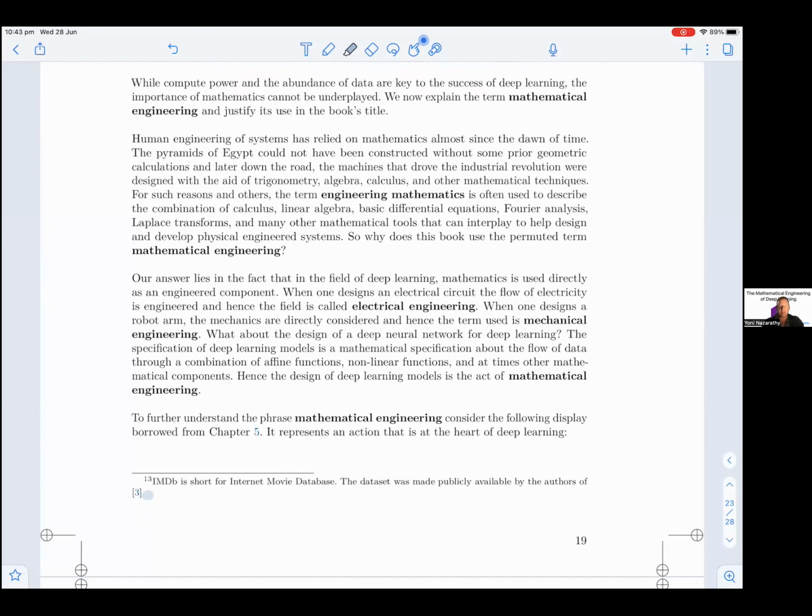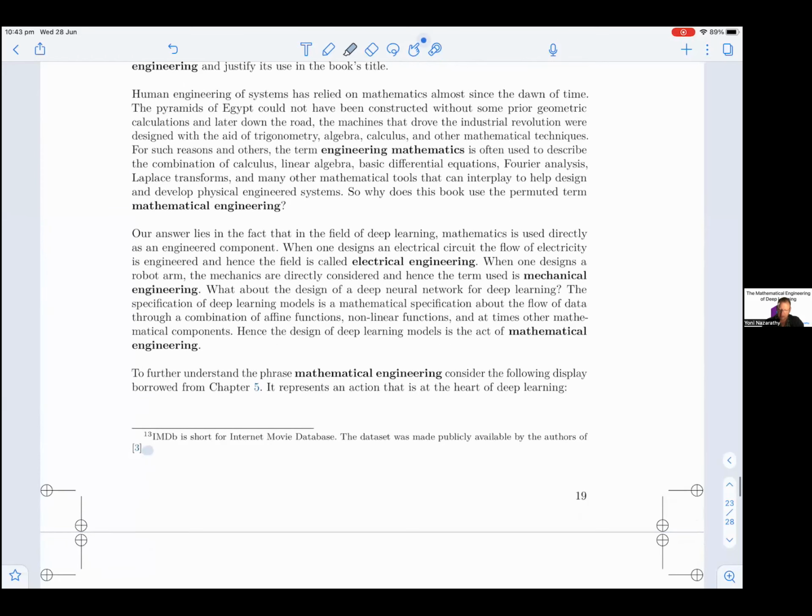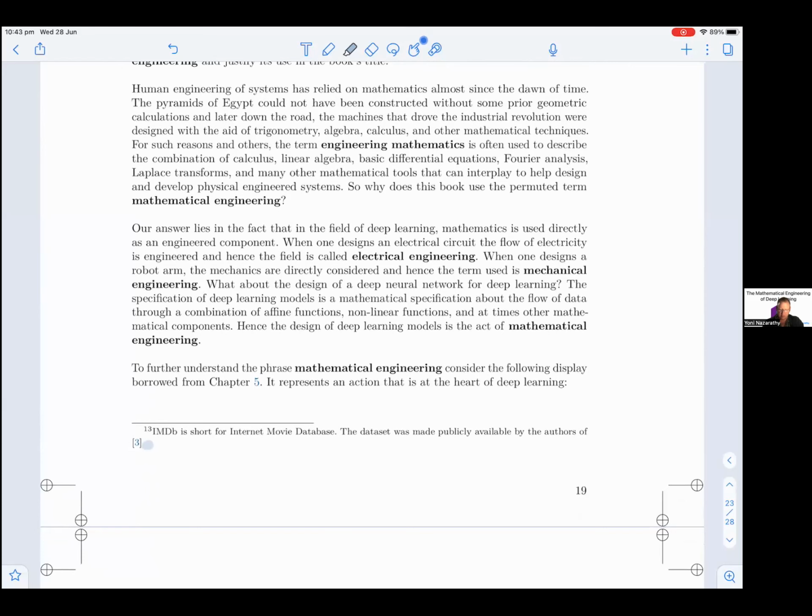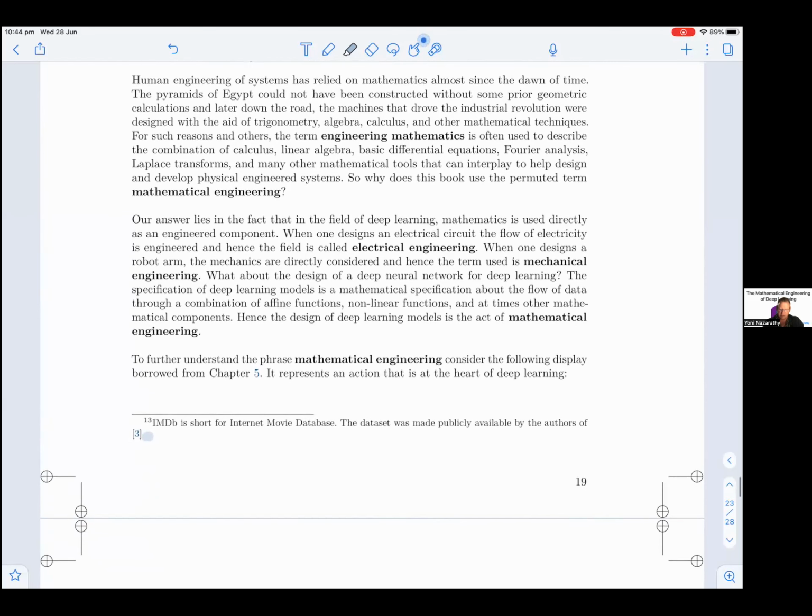Human engineering of systems has relied on mathematics almost since the dawn of time. The pyramids of Egypt could not have been constructed without some prior geometric calculations, and later down the road, the machines that drove the Industrial Revolution were designed with the aid of trigonometry, algebra, calculus, and other mathematical techniques.